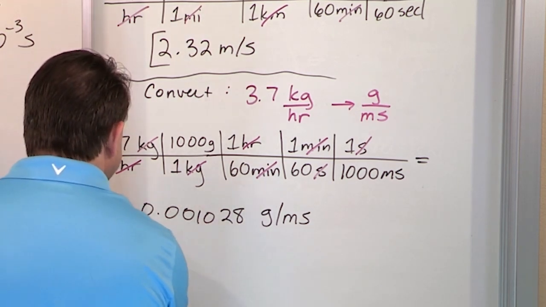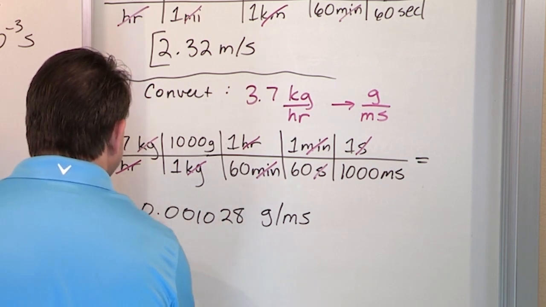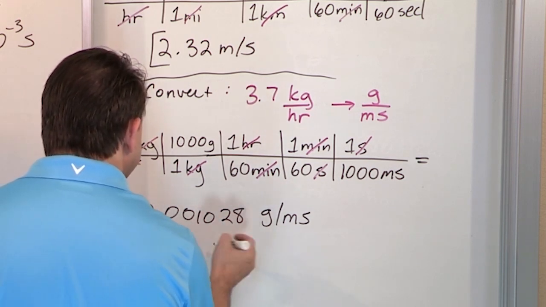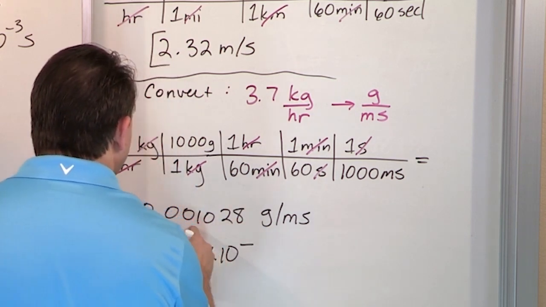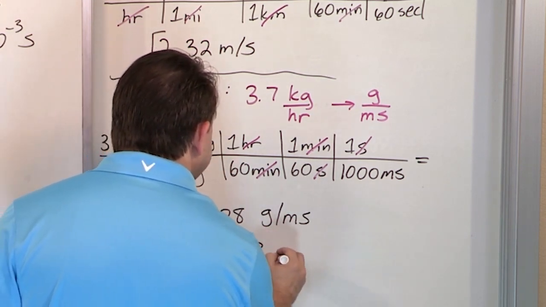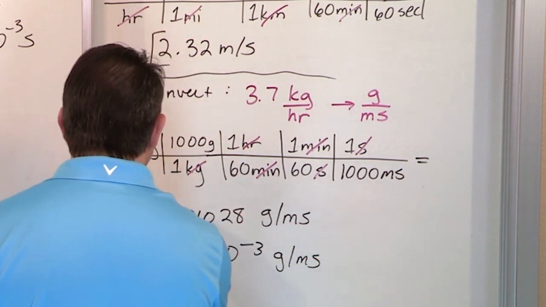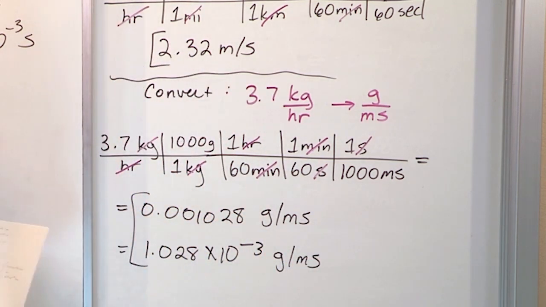And so I can leave it like this, or I can write it in scientific notation: 1.028, the numbers, times 10 to the minus 3. Same unit, grams per millisecond. So I can write it either way, 1.028 times 10 to the minus 3 grams per millisecond.